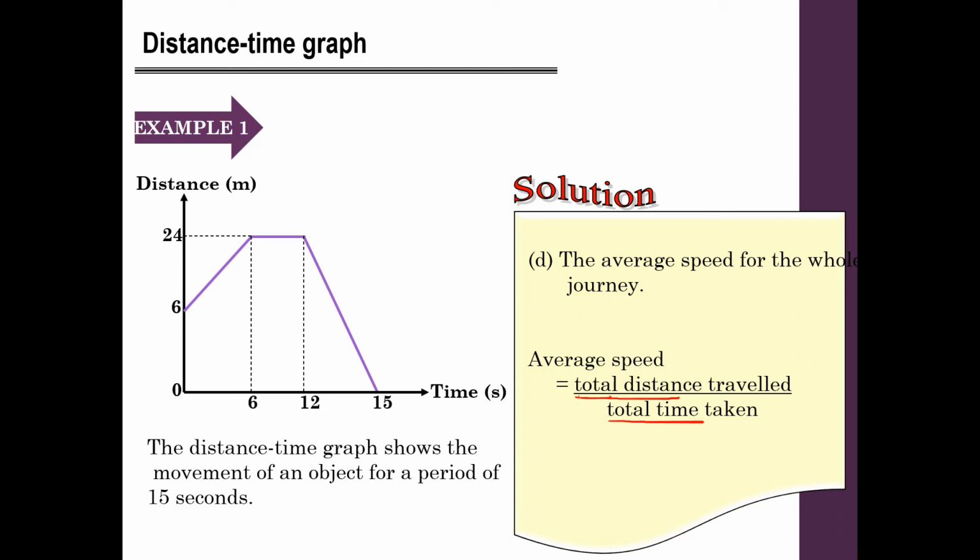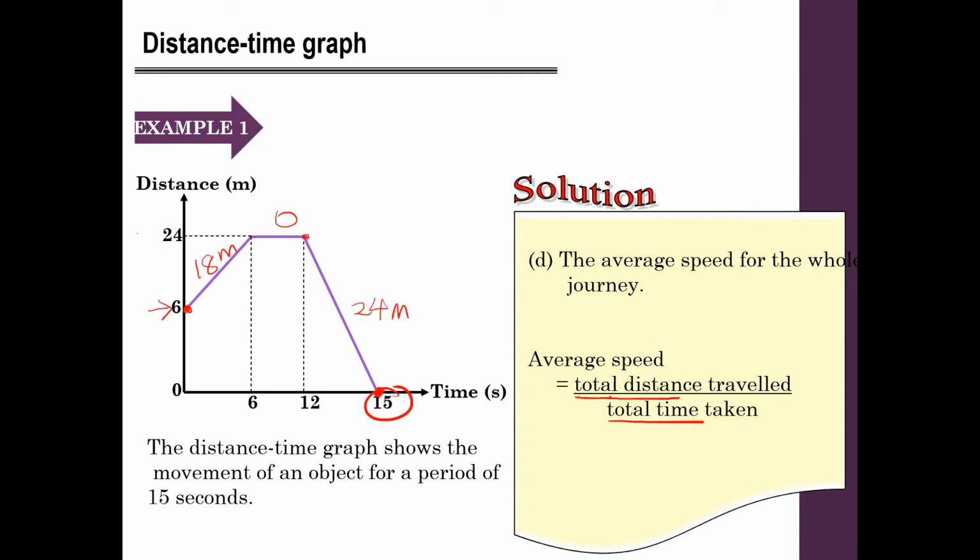So from this graph, we already have the total time, which is 15. But the total distance we have to check from the starting point until the end point. From 6 meter going to 24 meter, that will be 18 meter. Then from here to here there is no moving, so the distance is the same. And then for the last 3 seconds, from 24 going back to 0 meter, the distance is 24 meter.